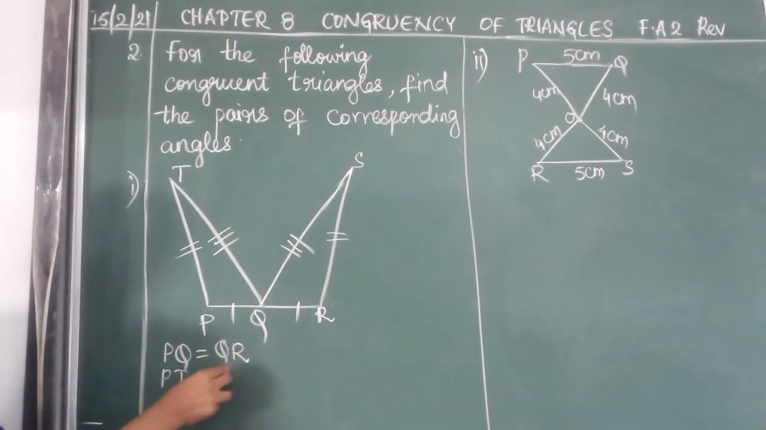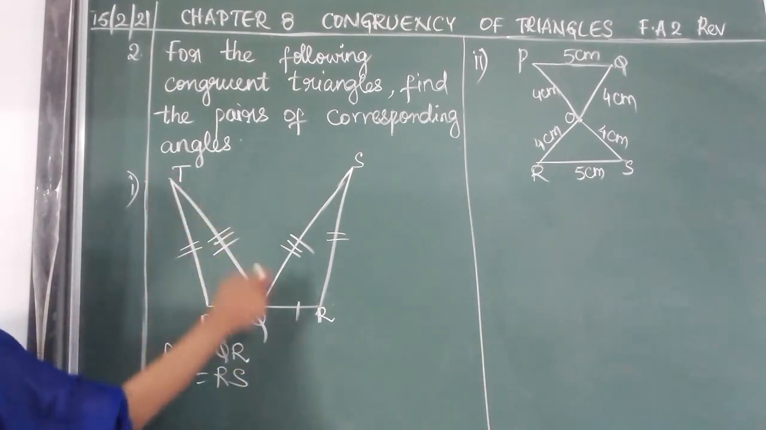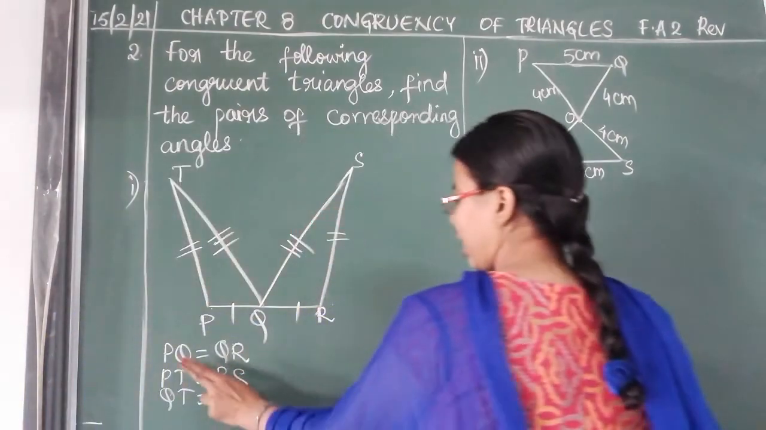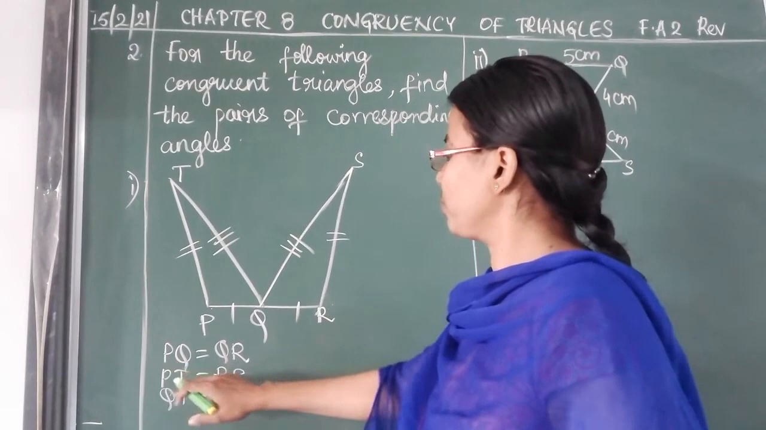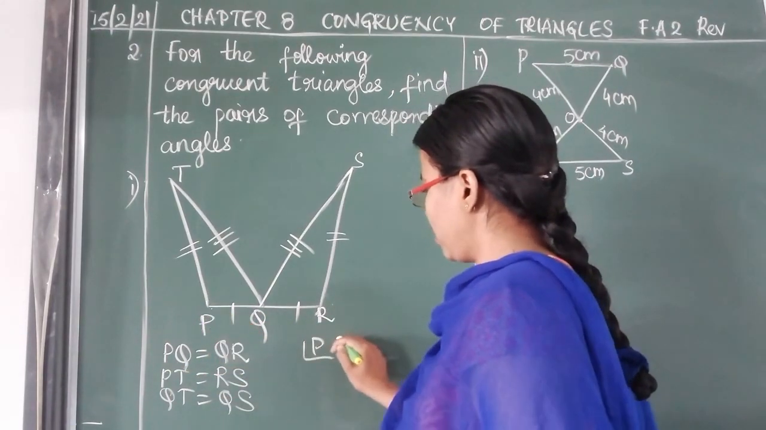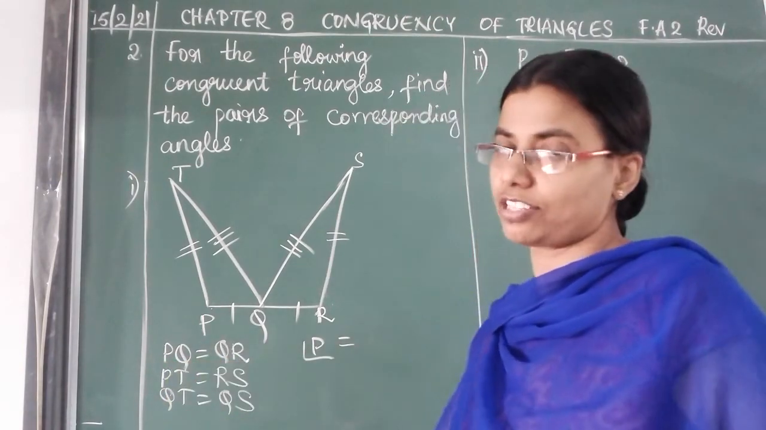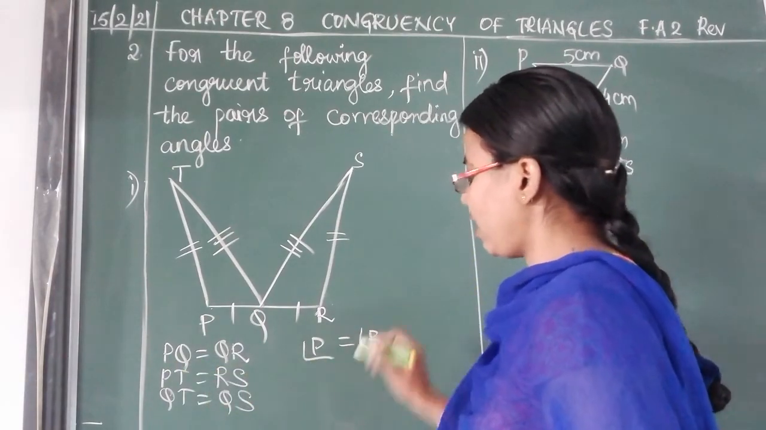PT is equal to RS. Then QT is equal to QS. So it's easy for you to identify the angles here and write there. PQ. The angle formed here is angle P, which is equal to angle R, and Q is common. So whatever is uncommon, that is going to be the angle. Okay, so angle P is equal to angle R.